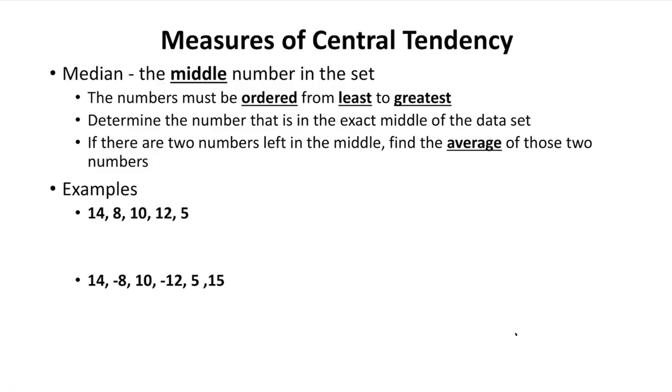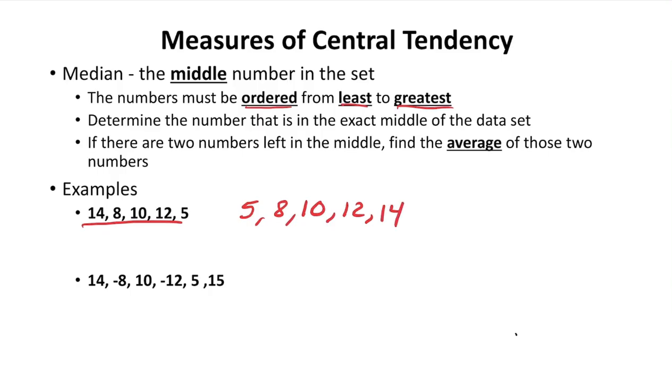The median is the middle number in the set. Here's the thing with median. You have to put it in order from least to greatest, okay? So you put it in order from the smallest number to the biggest. You figure out the number directly in the middle. The problem is if you have an even number of numbers, you're going to end up with 2 numbers in the middle, and then I'll show you what to do, okay? So first, let's do this one. Let's put it in order: 5, 8, 10, 12, 14.